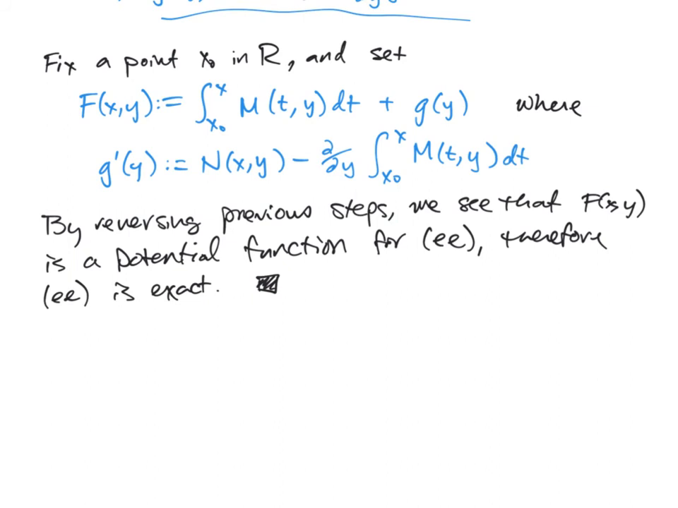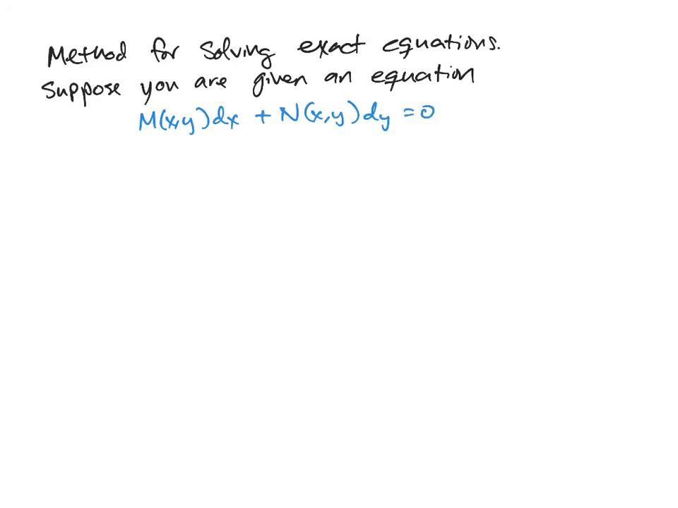So now let's be a little bit more concrete about how we can use this proof that was constructive. It told us how to build our potential function. How do we use this to actually solve our exact equations? So here's our method for solving exact equations. Suppose you're given an equation that might be written in this kind of differential form with the dx and the dy separately. It might not be. You might need to put it in a form like this.